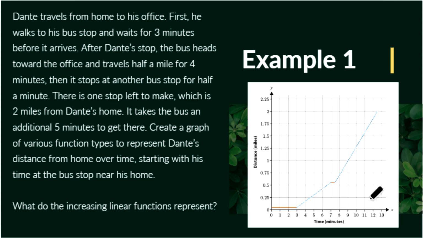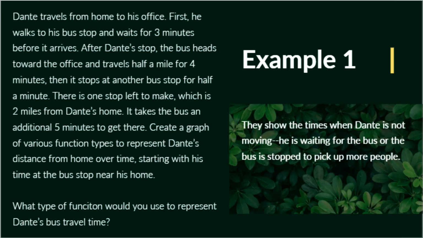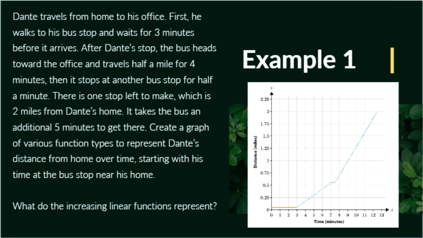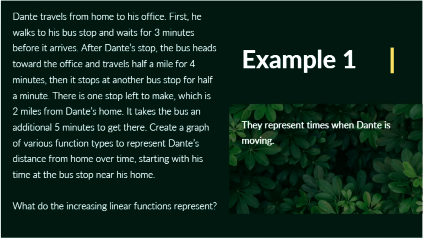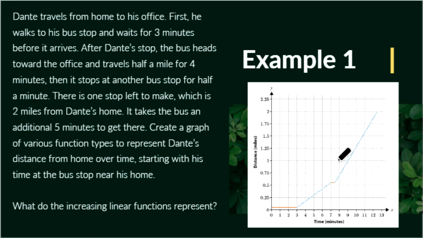We're back to our little graph again, and it says, what do the increasing linear functions represent? So these blue sections, what do they represent? That Dante is, no, that's wrong. The blue sections represent that Dante's moving, that he's moving farther away from his home or closer to the library or wherever it is he's going. Because office, he's going to the office. I don't really care, Dante. The bus is moving when the line is blue. You can see that because it's increasing in the distance over here on the y-axis. Okay.